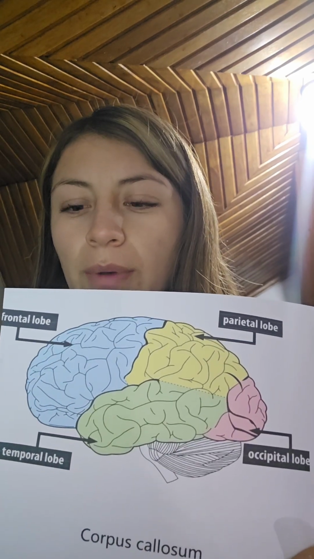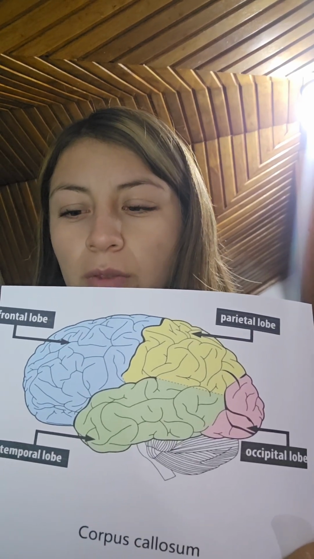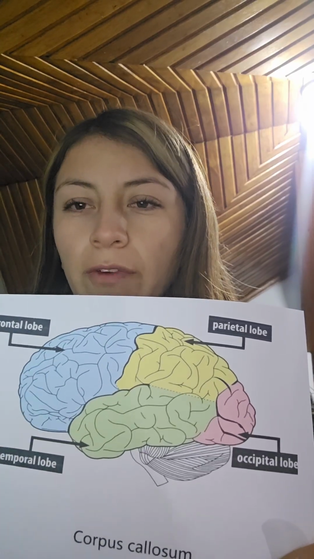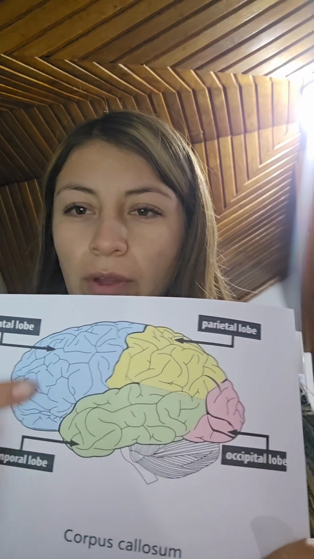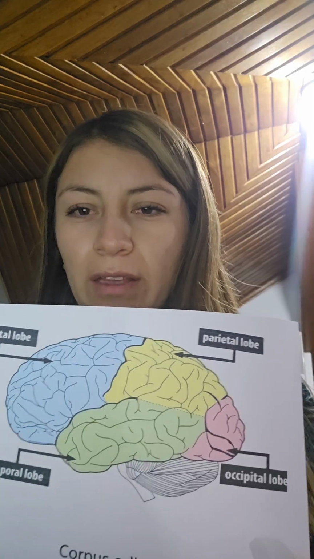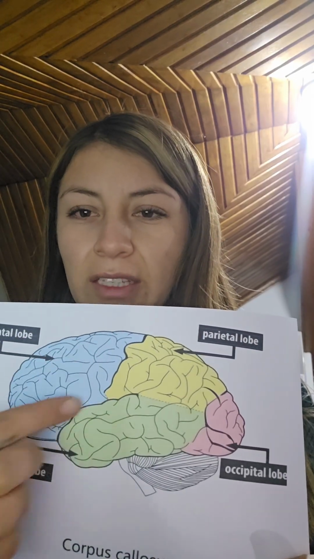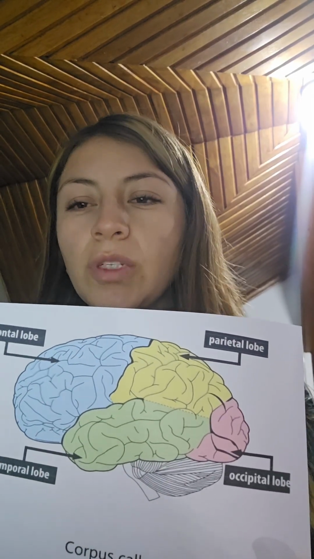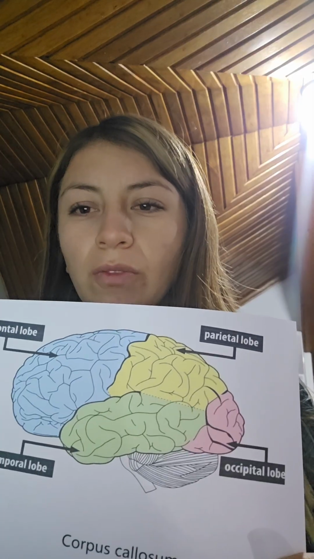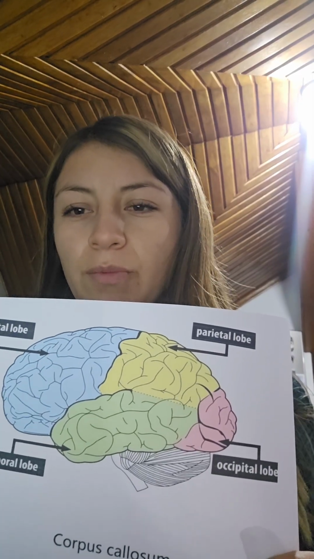Now I'm going to talk about the brain lobes. And first we have the frontal lobe. The frontal lobe is located at the front of the brain, just behind the forehead. This is the largest area in the brain, and it is responsible for executive functions, voluntary movements, problem solving, and speech production.